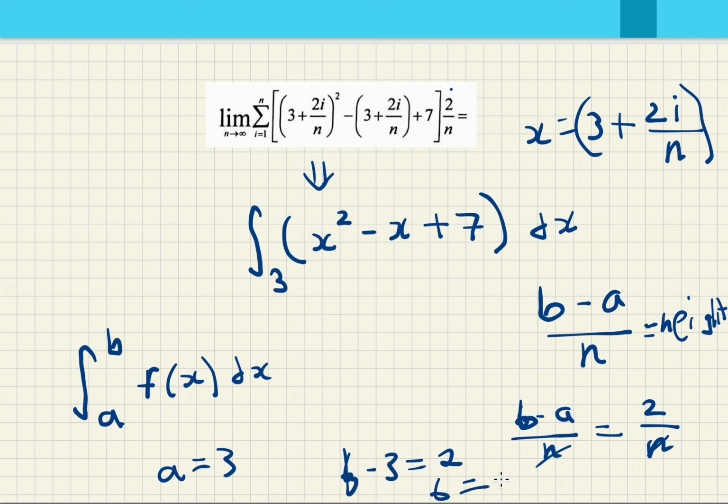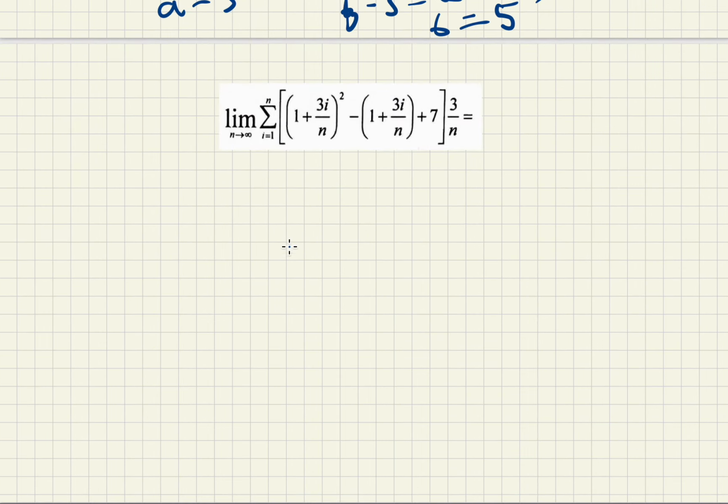And b equals 5, right? So b is 5, a is 3, the bounds are 3 to 5, the expression is this. That's done. That's our definite integral. Let's work on another similar question.